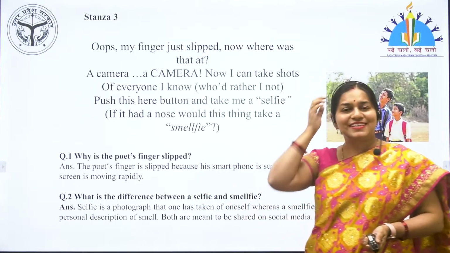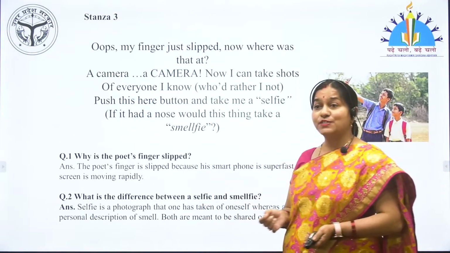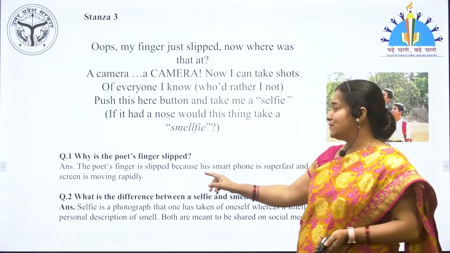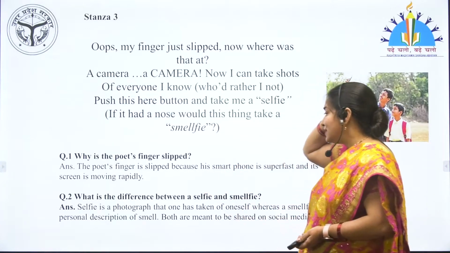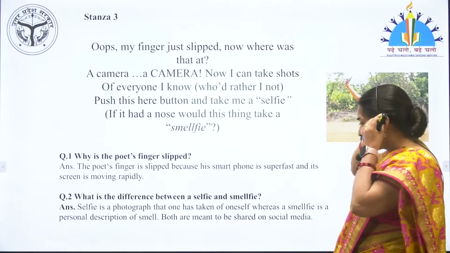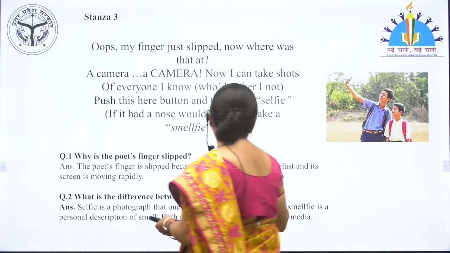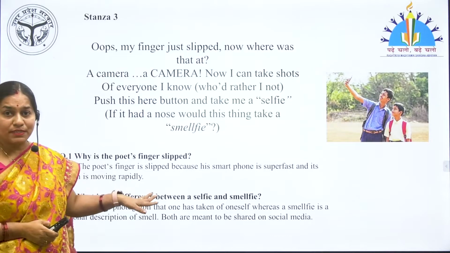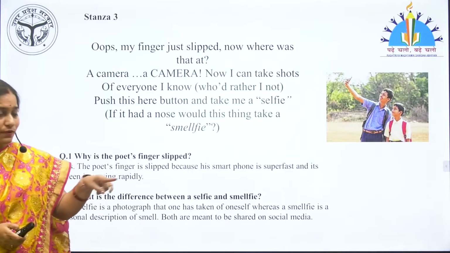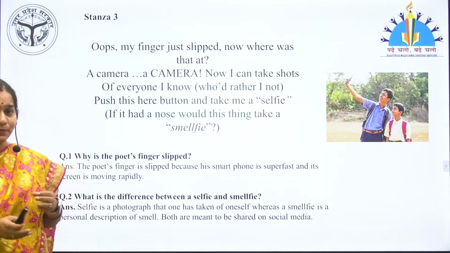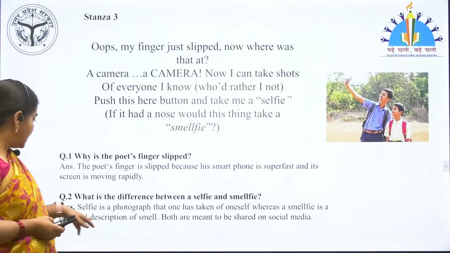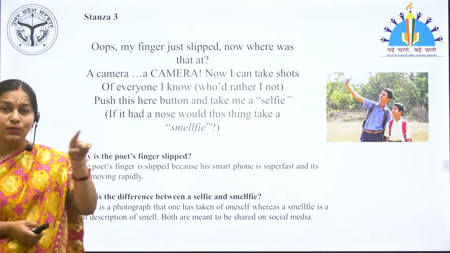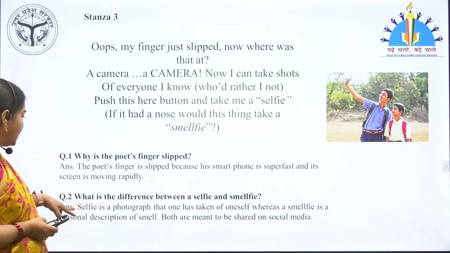Now let's understand this stanza. Why has the poet's finger slipped? The poet's finger slipped because this smartphone is super fast and its screen is moving rapidly. You must have seen, whenever you are working on your smartphones, sometimes the screen moves so fast. That is why the finger of the poet slipped on the screen.